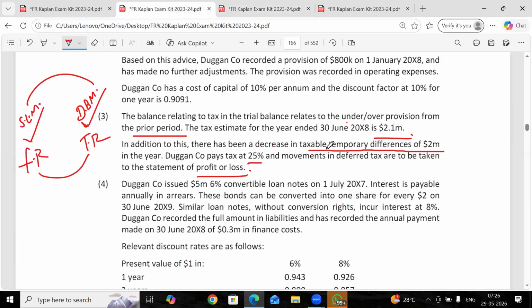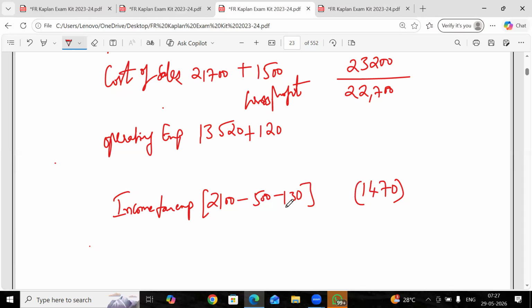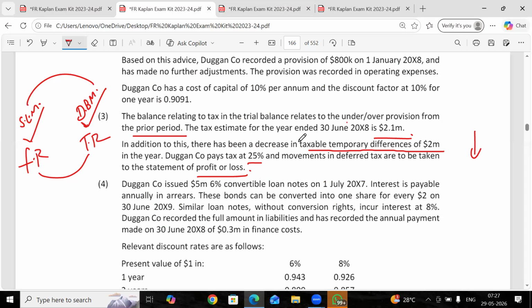So the taxable temporary difference, which has got reduced, can reduce your deferred tax expense. So we calculated the tax expense right now. So it is a reduction in the tax expense. So we reduced it. Okay, we are moving forward.